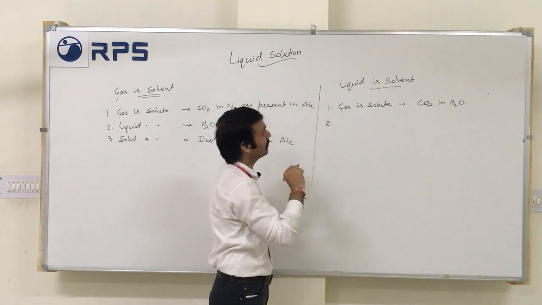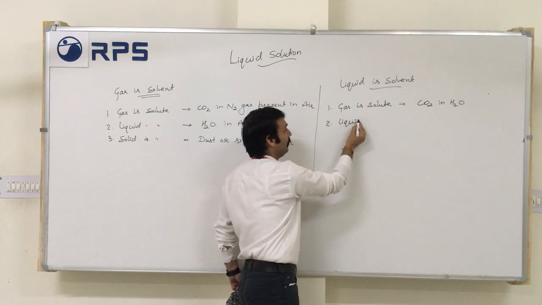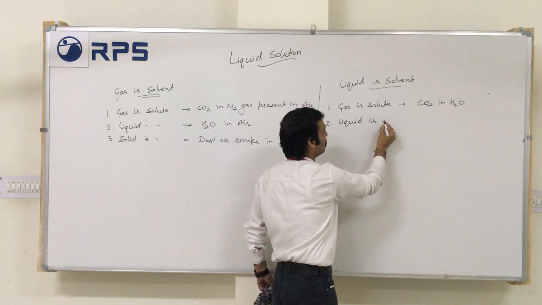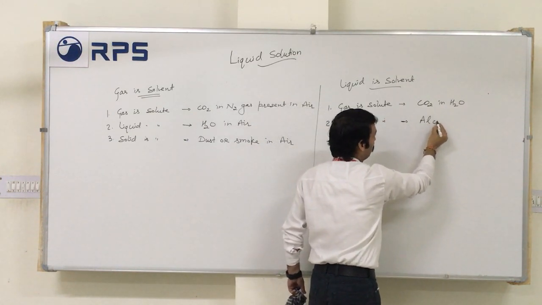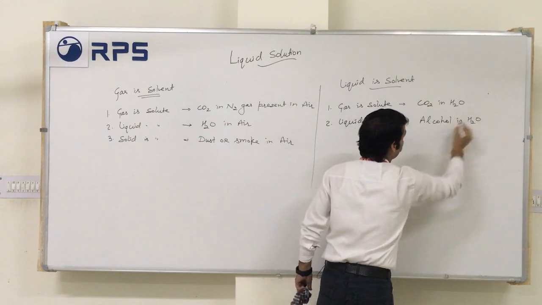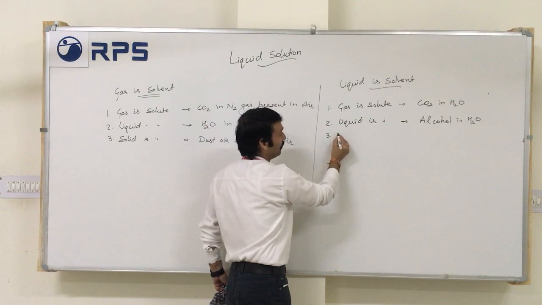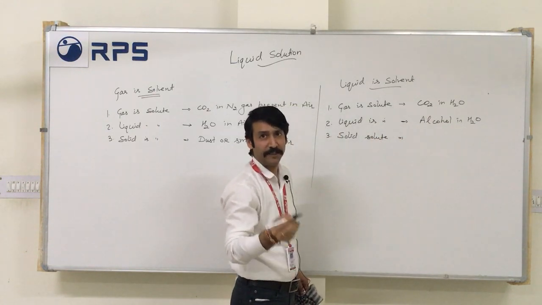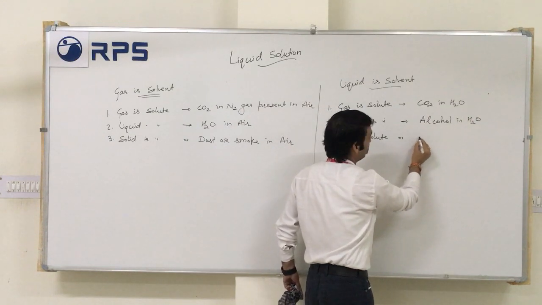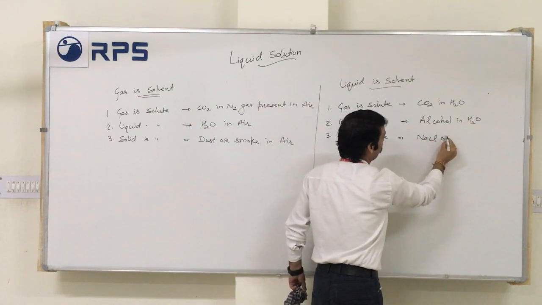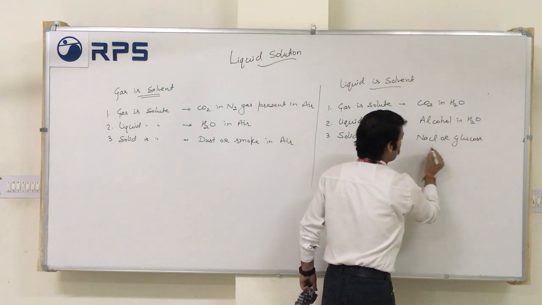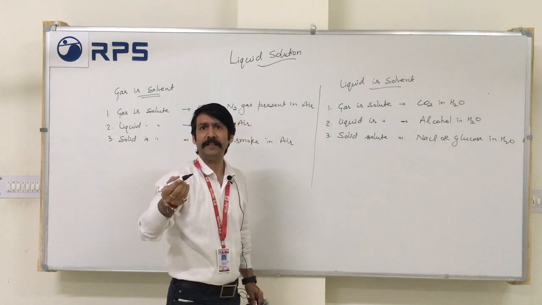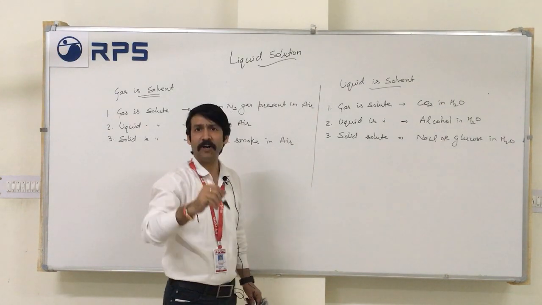Second one, liquid is solvent and liquid is also solute. Both solute and solvent are liquid. For example, alcohol in H2O. And third one, when the solute is solid, meaning solid dissolves in liquid, like NaCl or glucose dissolved in H2O. These are the common examples of gas, liquid and solid dissolved in liquid.